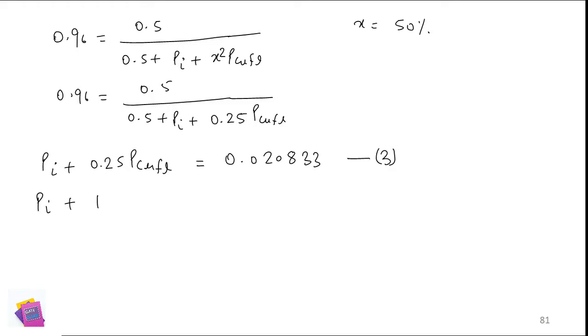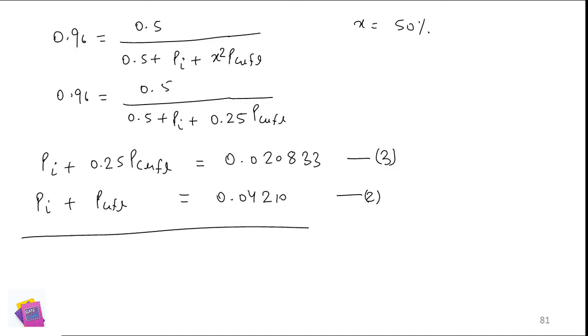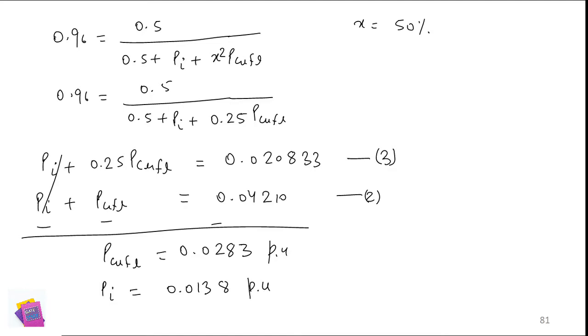So equations number 2 and 3 you can directly solve. From here you can calculate two values from the two equations, a simple linear equation. Equation number 2 is 0.04210. After solving these equations you will get the value of P copper full load loss, which I think is 0.0283. It is in per unit, remember, it is in per unit. Iron loss is 0.0138 per unit after solving equations 2 and 3.